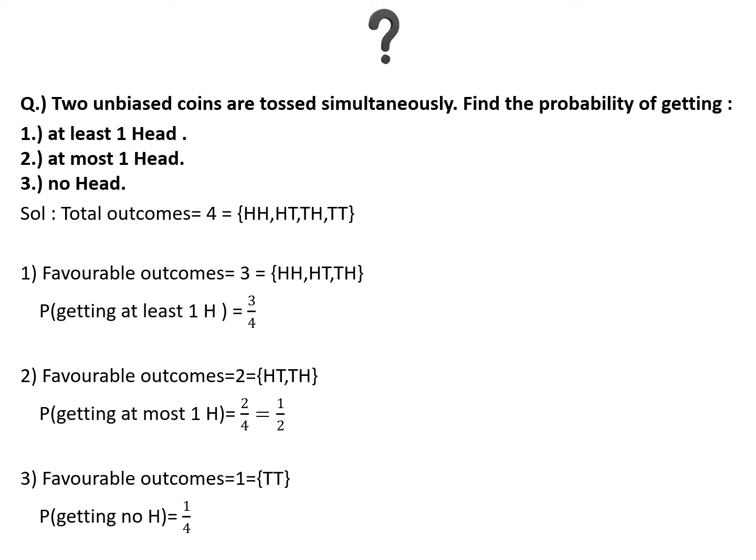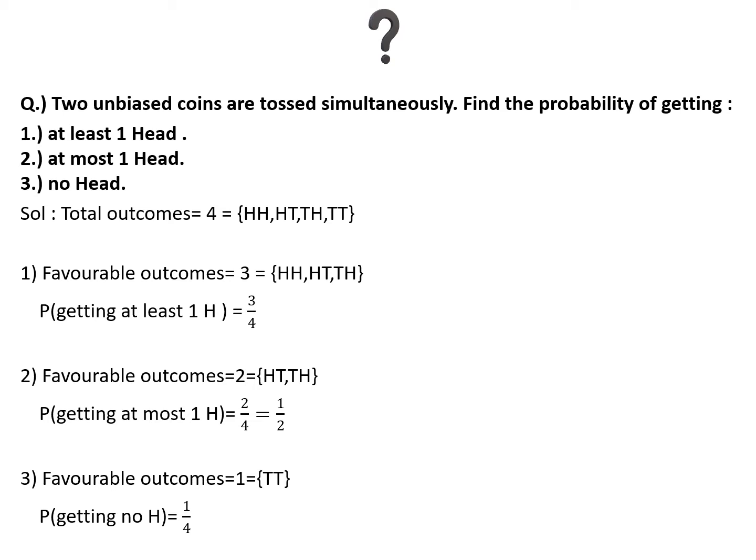Total outcomes will be 4, and for getting at least one head, that means there can be one head and more than one heads also. So we will take favorable outcomes as head head, head tail, and tail head. Now the probability will be 3 by 4. Since favorable outcomes are 3 in number and total outcomes are 4 in number, so applying the formula we will get probability is equals to 3 by 4.